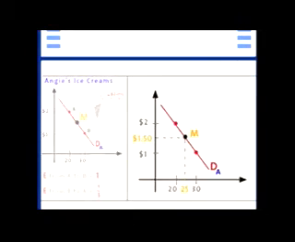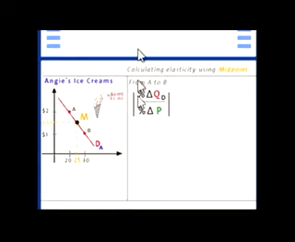Now, calculate the elasticity of demand for Angie's ice cream store as you move from a price of $2 down to a price of $1. Only this time, use the midpoint formula. That is, use $1.50 as your base price. The new quantity is 30. The old quantity is 20. 30 minus 20 is 10. Divided by the midpoint quantity, which is 25, gives you 10 over 25, or 2/5. 2/5, or 0.4, is the percentage change in quantity demanded.